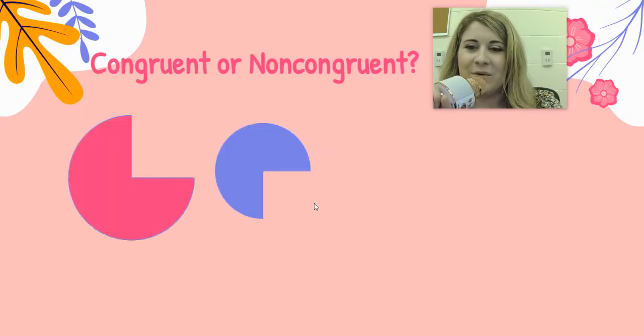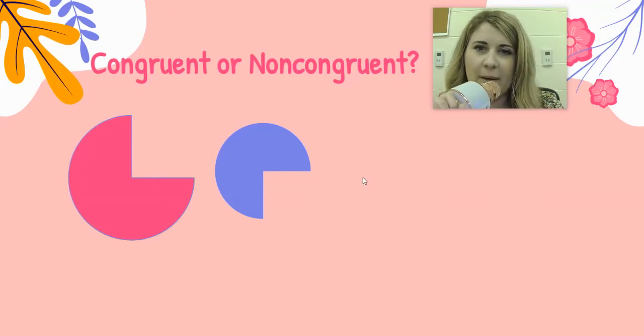All right, let's look at this one. We have this circle that's got a piece cut out of it, and we've got a circle down here with this piece cut out of it. They look like they're the same shape. Are they the same size? Is one bigger than the other? Is one smaller than the other? Think about it. They are not the same size.